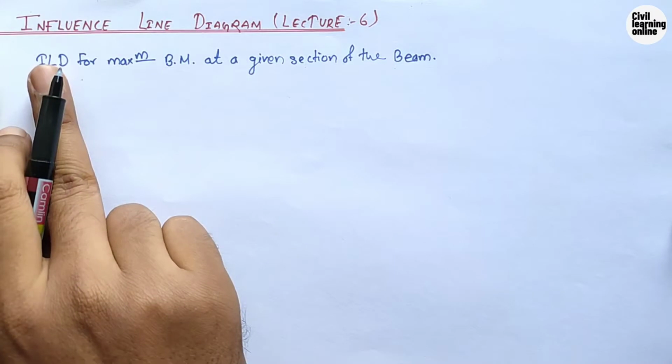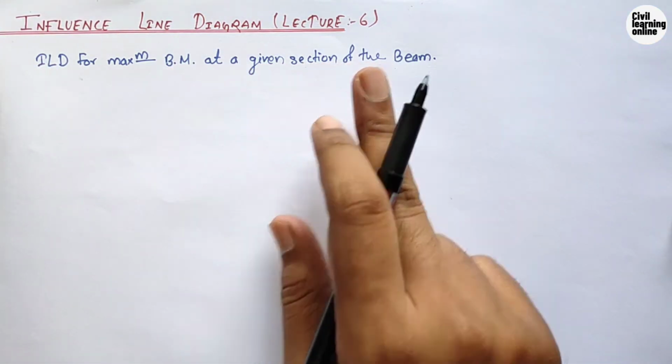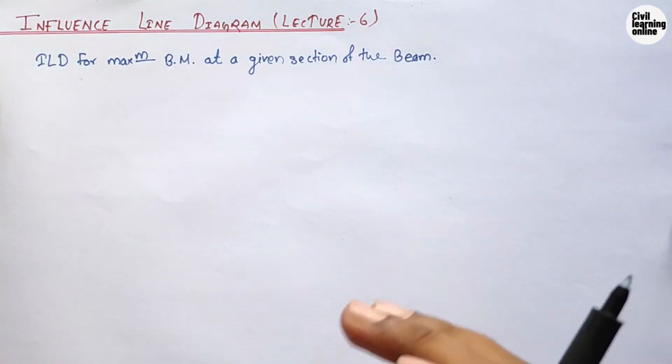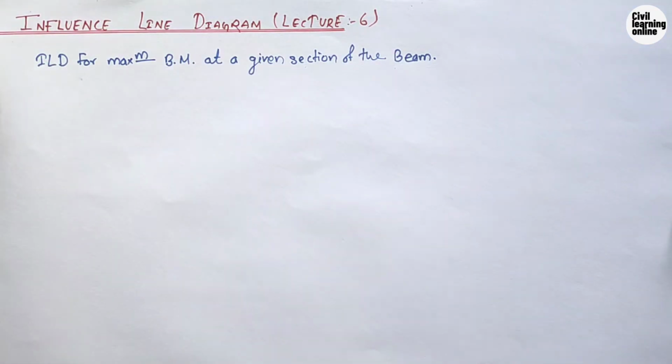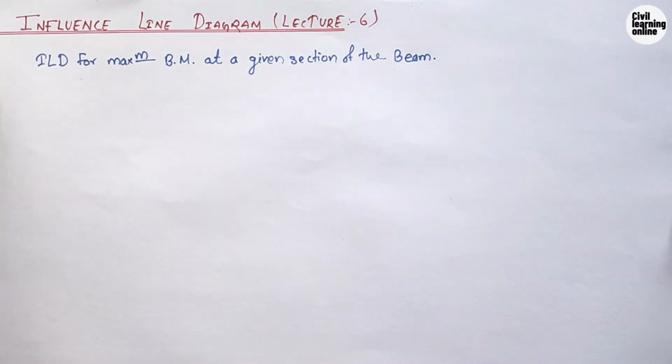So guys, here it is, influence line diagram for maximum bending moment at the given section of the beam. For that I would first like to take you through the concept which one needs to know for drawing the influence line diagram for the maximum bending moment, and then I will be adding a numerical based upon that concept. So for that I will need to draw a simply supported girder. First let us draw the girder, and then we will proceed with the video.